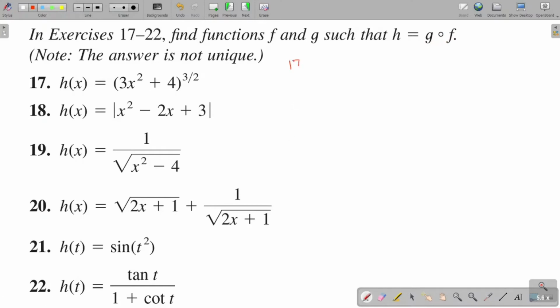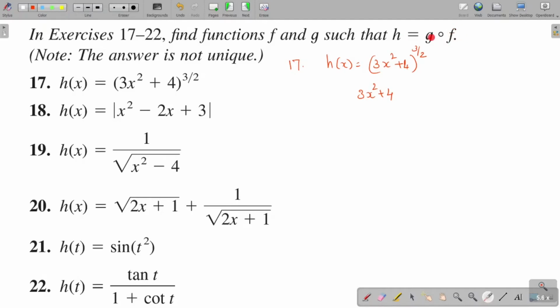So the 17th problem is h of x equals (3x square plus 4) whole raised to 3 by 2. Here we check that when you are asked to find h of something, what will be the first operation you will do? You will first perform 3x square plus 4. Then you will take the 3 by 2 power of that answer. So the first operation you perform is 3x square plus 4. So you put that function 3x square plus 4 as the second function in the composite.